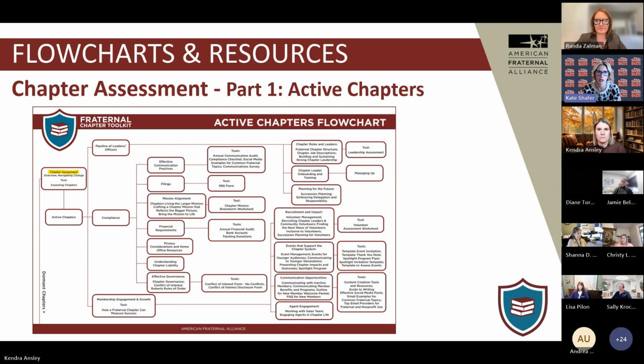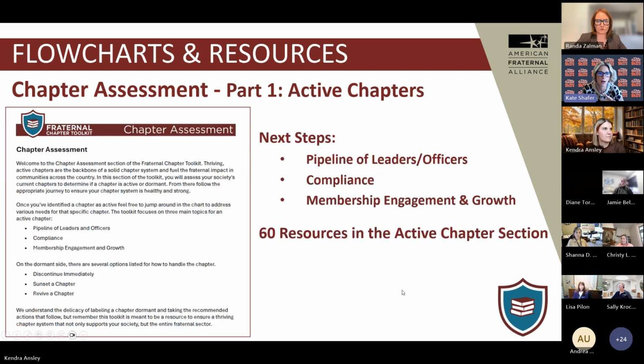So now we're going to dive into the chapter assessment part of the toolkit. There's two parts to this, and we're going to first focus on the active side of the chapter system. When you start here, you'll start over on the left-hand side of the screen where it's highlighted. It says chapter assessment. And if we go to the next slide, this part of the assessment walks you through the suggested way to evaluate all your chapters so that you can determine if they are active or dormant and how to proceed from there. Once you go through the assessment, you'll get a number, and we've categorized them based on how many points they get: they're active, or if they only have a few points, they'd be on the dormant side.